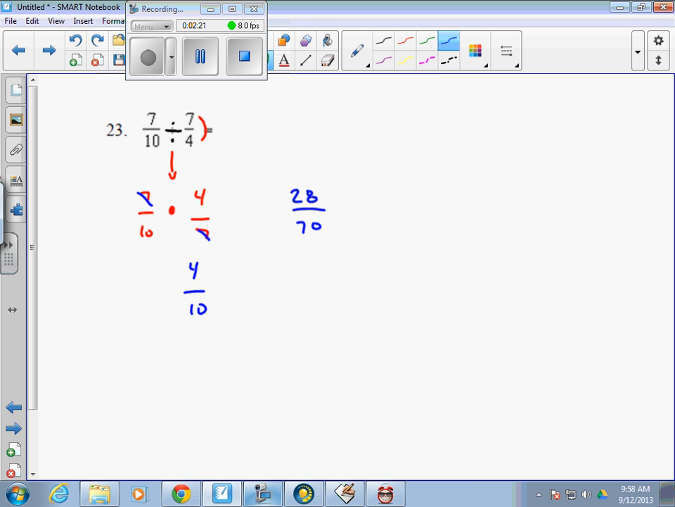But we've got to simplify it one more time because there is a number that goes into 4 and 10. It is the number 2. 2 times 2 is 4, and 2 times 5 is 10. So when we cancel out 2 divided by 2, we're left with the simplified version, 2/5.